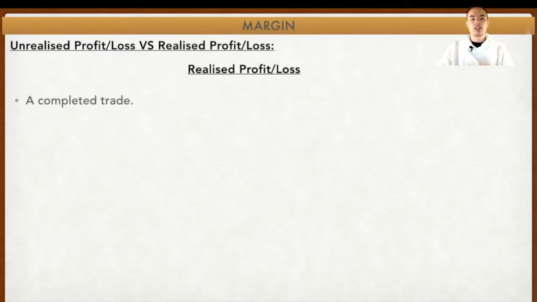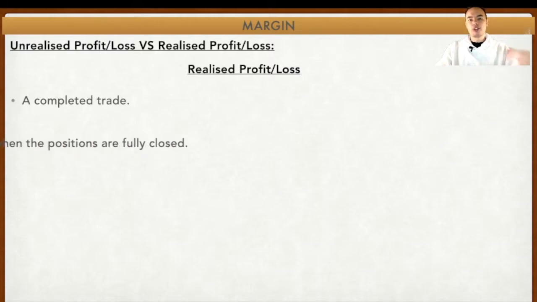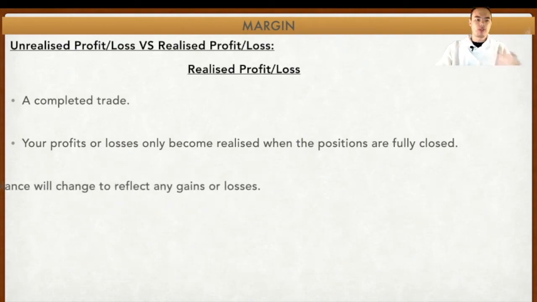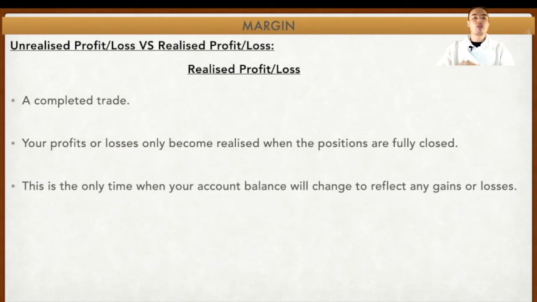A realized profit or loss is a completed trade, whether it is in a loss or a profit. Once that trade is fully closed, then it is known as a realized profit or loss. Your profit or losses only become realized when the positions are fully closed. This is the only time when your account balance will change to reflect any gains or losses.